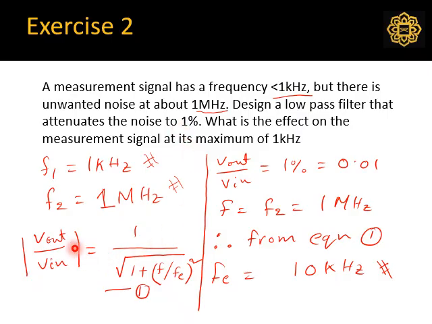You know that V out by V in equals 1 over root of 1 plus (f by fc) whole square. You also have to check what would be the actual value at 1 kilohertz, which is your measurement frequency. V out by V in, 1% means 0.01. F means the frequency of interest, which is the 1 megahertz you would like to eliminate. So f equals f2 equals 1 megahertz. If you key in all these values, you will get fc to be 10 kilohertz. So your cutoff frequency is 10 kilohertz.